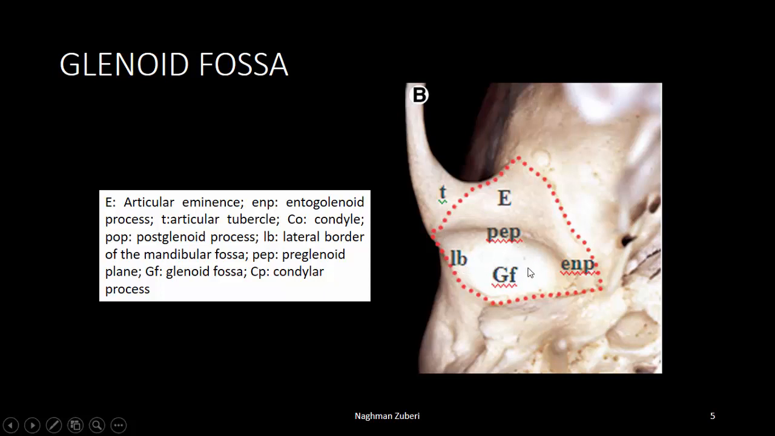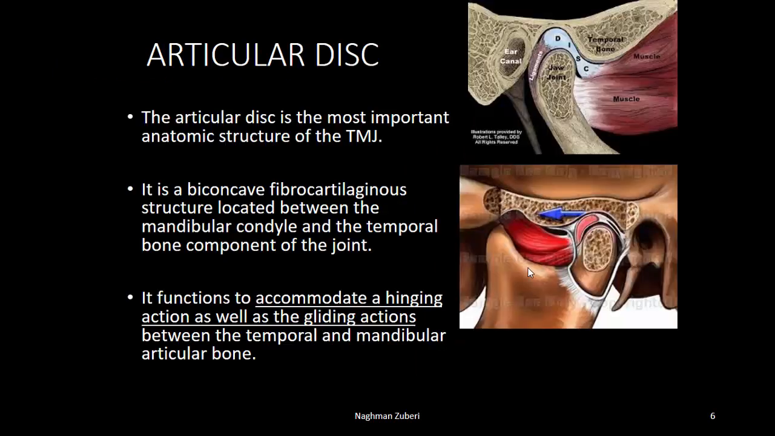I'm not going into too much detail of the anatomy of TMJ because we have one complete lecture available on detailed anatomy of TMJ. Just covering the topic so that it will make sense and we would be able to answer the questions. Articular disc is the most important anatomic structure of the TMJ.